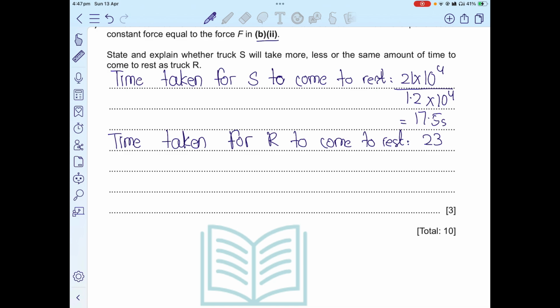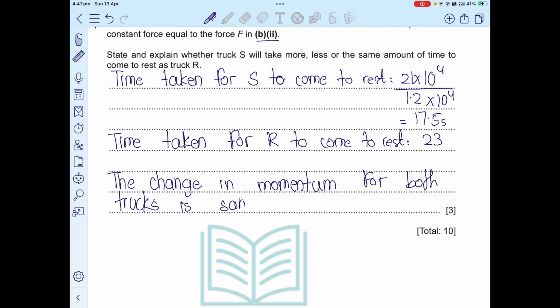So time taken for S. Now we're going to say that the change in the momentum for both the trucks is the same. Change in momentum for both trucks is the same, and hence we can see by the calculations that S takes less time to come to rest.